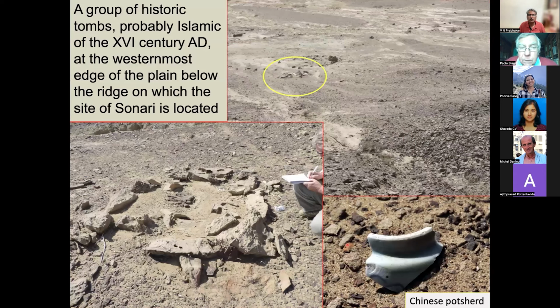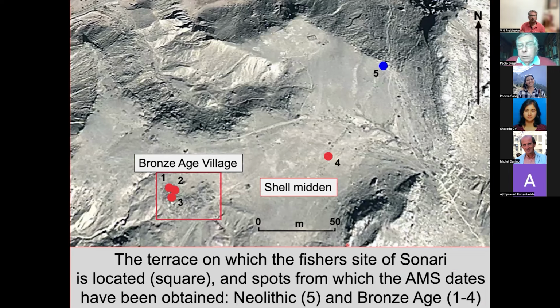Next one, this has been published. So this is an Islamic tomb, found down in the valley, oriented, with some Chinese pottery shells, not so many, but most probably to be attributed to the 16th century after Christ. This one, for example. Next one. Okay, and here you have an idea of what the saddle is like. We entered from here, there's this small pass. We went straight to this point.